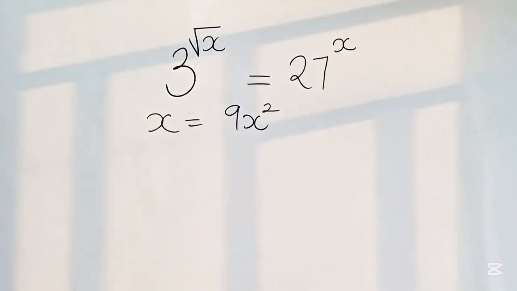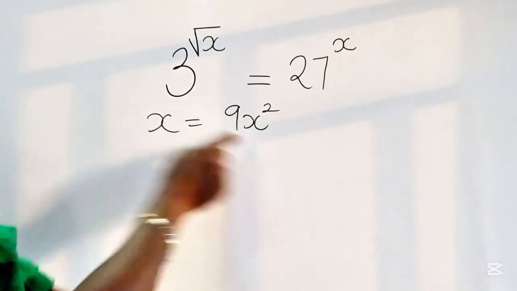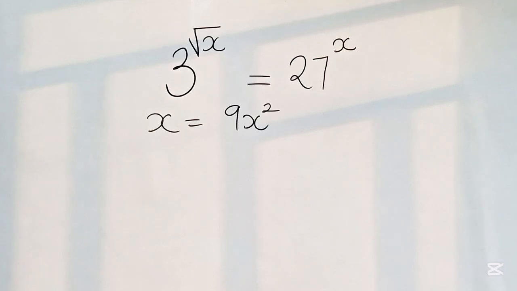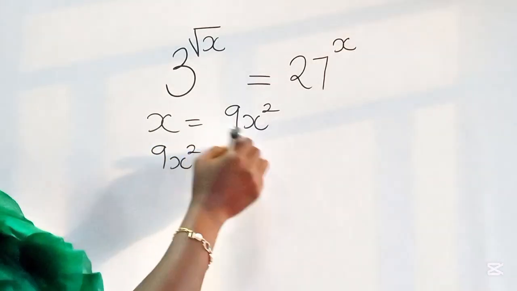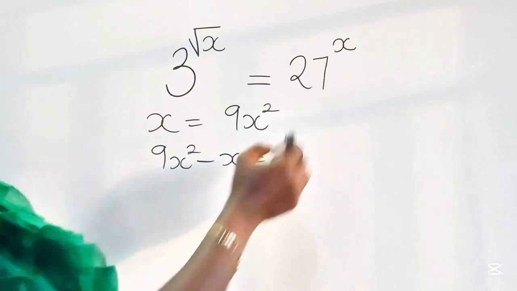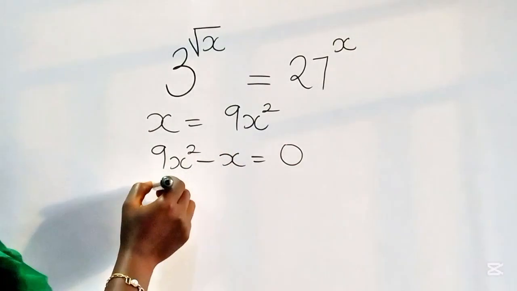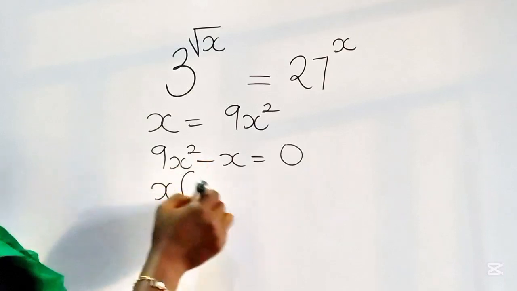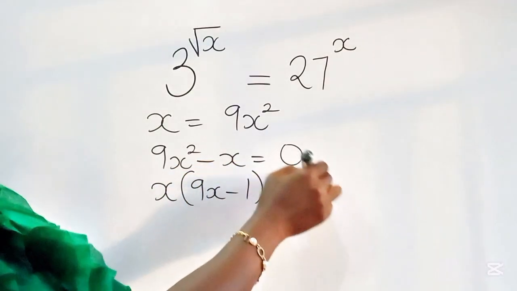Now let's solve this in the form of a quadratic equation by moving this x to the right hand side and equating it to 0. So we're going to have here 9x squared minus x is equal to 0. Okay, x is common to both terms here. Let's factor it out. We have x bracket 9x minus 1 is equal to 0.